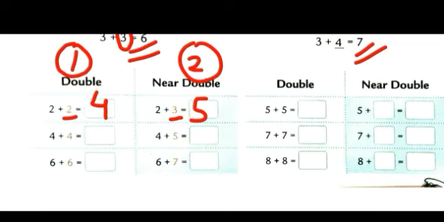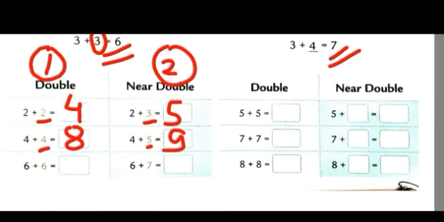4. Students, what is the double of 4? Just add the same number again. 4 plus 4 is 8. Now we need to find out the number near to the double. So in place of 4, we will add one more to it. That is 5. So 4 plus 5 is how much? Count on your fingers. Yes, 4 plus 5 is 9. So we will write 9 here.